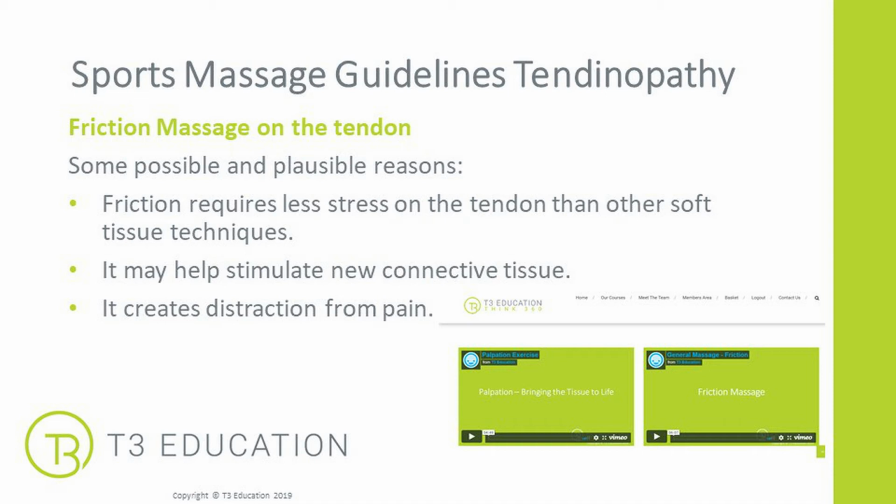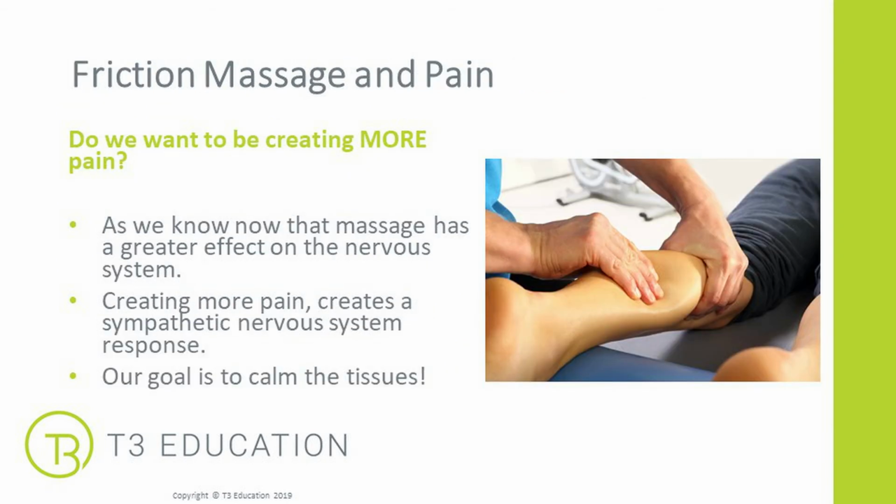But I think the thing to consider with friction massage on a tendon is not trying to create more pain. It's working with your client so it feels comfortable and tolerable, and you're not trying to induce more pain, as that can aggravate how your client is feeling. Our goal is not to be creating more pain as a massage therapist. We know that massage has a greater effect on the nervous system, and creating more pain creates that sympathetic nervous system response, which is what we're trying to avoid. So our goal is really to calm the tissues down. If you're using friction on a tendinopathy, think about how it's feeling for the client, and make sure you're calming that client down, calming their tissues down, and not creating unnecessary pain.